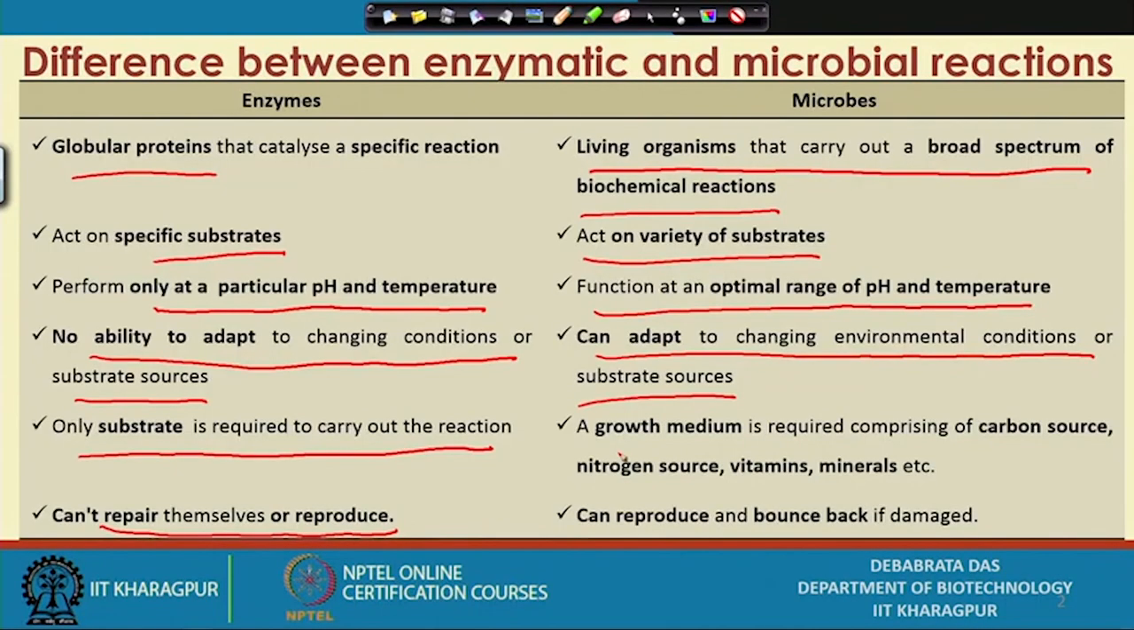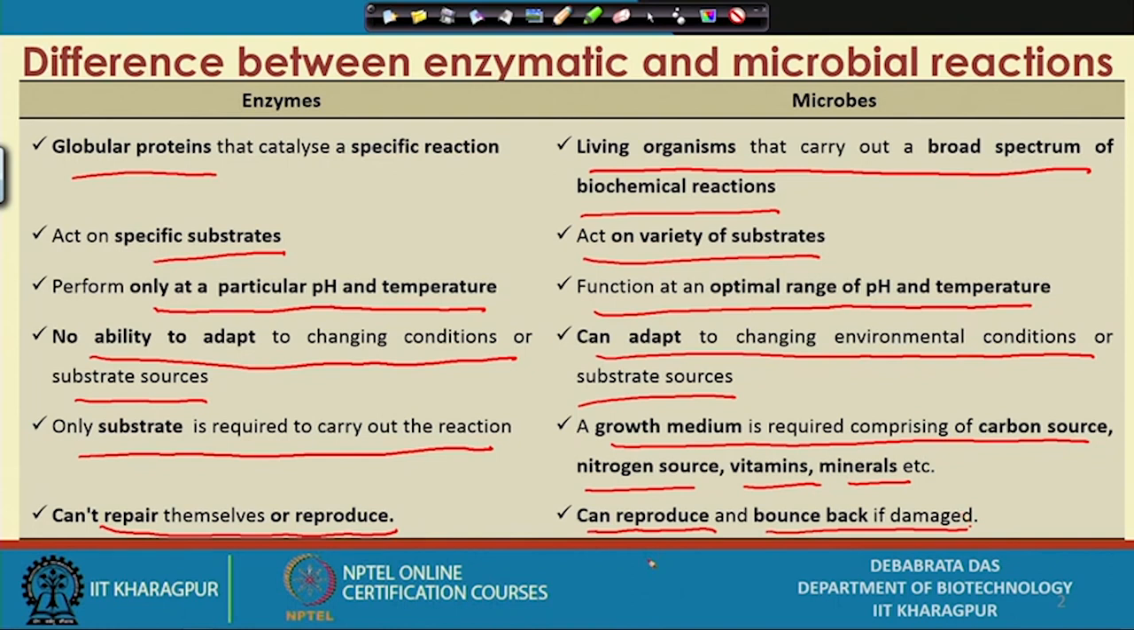So the acclimatization property is a typical property of the living system, and another is that they are very sensitive to the environment. The growth media is required, comprising carbon source, nitrogen source, vitamins and minerals, which I already mentioned. They can reproduce and bounce back if damaged. So reproduction is a typical characteristic.